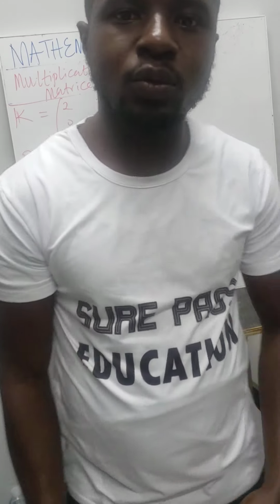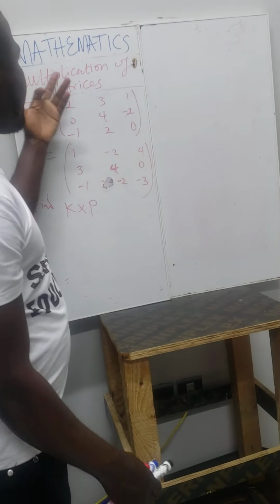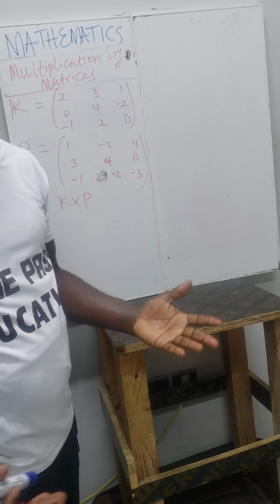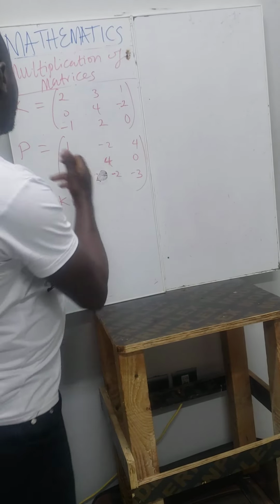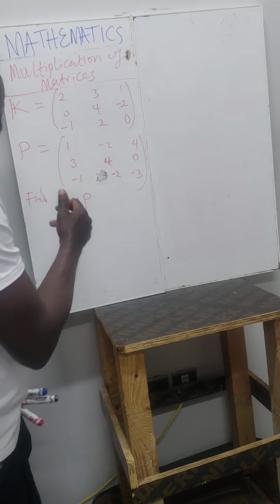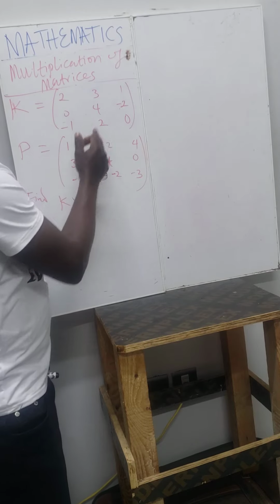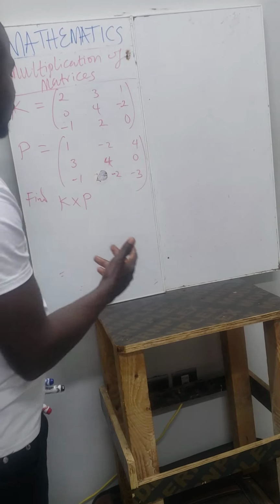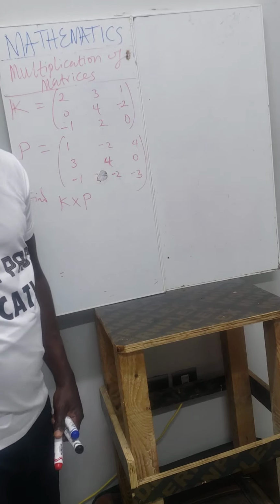Today in our class, we want to quickly look at multiplication of matrices. How do we multiply two matrices? Now, we have this question before us today to solve. We have matrix K and matrix P, and we have to find the product of these two matrices.